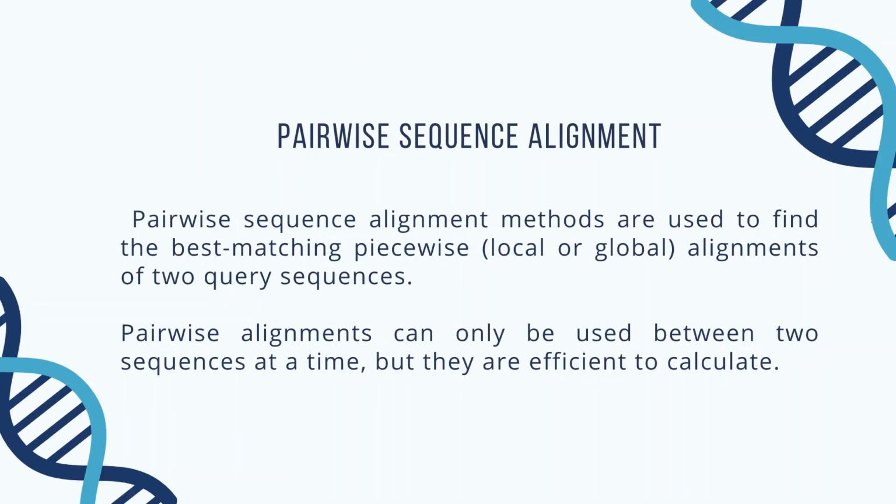Pairwise sequence alignment. Pairwise sequence alignment methods are used to find the best matching pairwise, local or global alignments of two query sequences. Pairwise sequence alignment can only be used between two sequences at a time, but they are efficient to calculate.